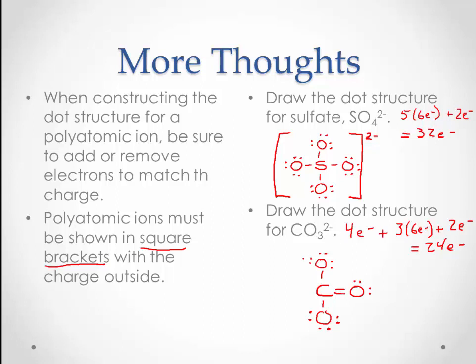So now I've got 8 around this oxygen. I've got 2, 4, 6, 8 around this one. 2, 4, 6, 8 around this one. And the carbon now has 8 around it. So this is the correct structure for carbonate, except since it's a polyatomic ion, I need the square brackets and the charge outside.